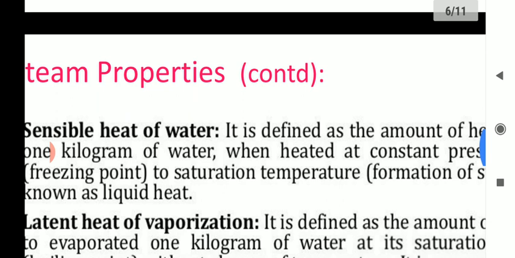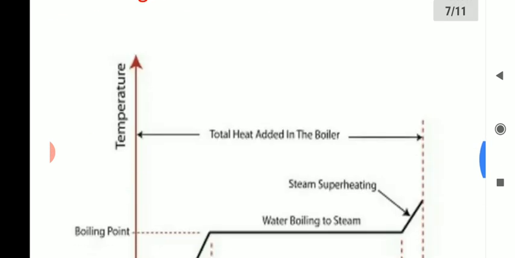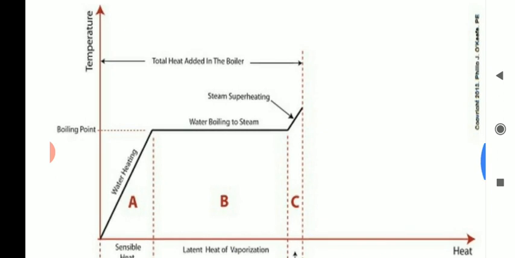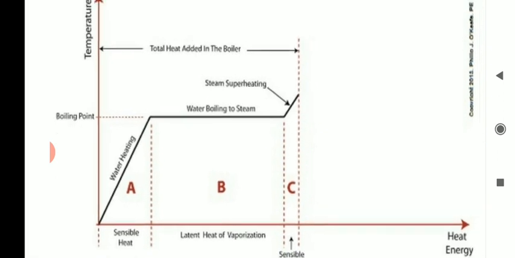We can also refer to the same temperature versus energy, or temperature and enthalpy diagram. From this figure, from the initial point at 0, 0 to the boiling point, or nothing but saturation point, that water heating is done. So whatever the heat added to water, that is called as sensible heat.